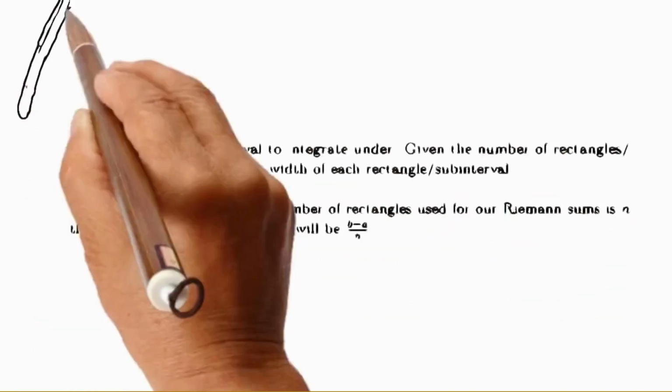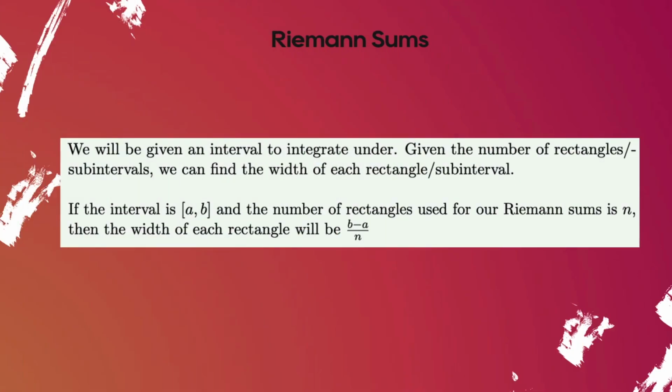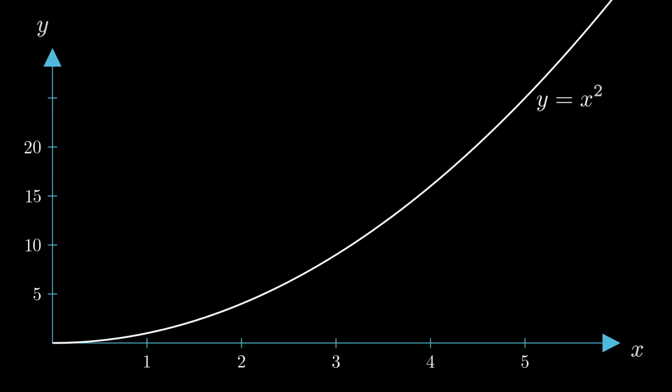So basically you will be given the interval to integrate under, and then you will also be given the number of rectangles to use. So using that you can find the width of each rectangle or subinterval. So basically, if the interval is from a to b and the number of rectangles used for Riemann sums is n, then that means the width of each rectangle will be (b minus a) over n. Now let's look at an example.